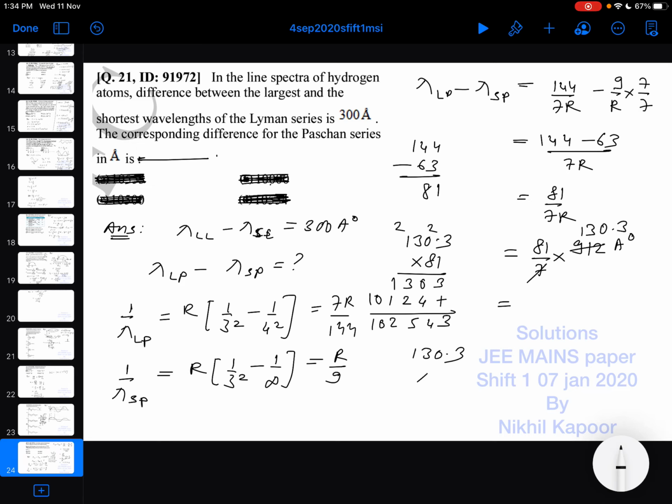So 130.3 multiplied by 81, again I will do 1 3s are 3, 1 0s are 0, 1 3s are 3, 1 1s are 1 plus 8 3s are 24, 2 carry, 8 0s are 0, 2 as it is. Again 8 3s are 24, 4 carry, 2 as it is. 8 1s are 8, 9, 10. So it will be 3, 4, 5, 5, 0, 1, decimal point after one digit, so 10554.3. So the answer to this question will be approximately 10554.3 angstrom, something like that. Thank you.